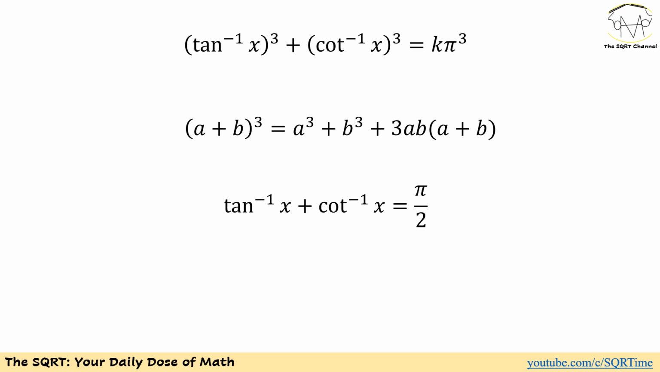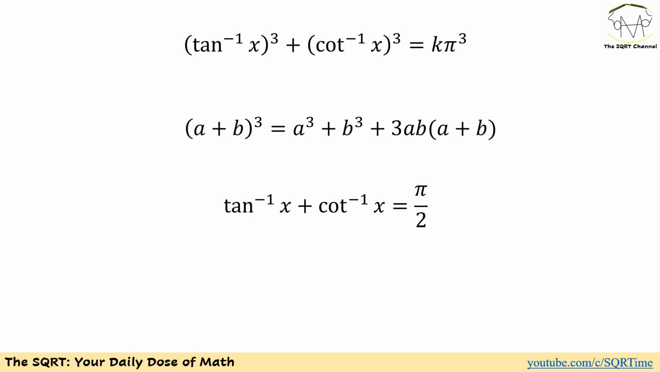We have inverse tangent of x to the power of 3 plus inverse cotangent of x to the power of 3. I'm going to write it in a way that we can use the identity that we have here. Remember, inverse tangent of x plus inverse cotangent of x equals pi over 2. This is very important to remember. We are going to benefit from it.